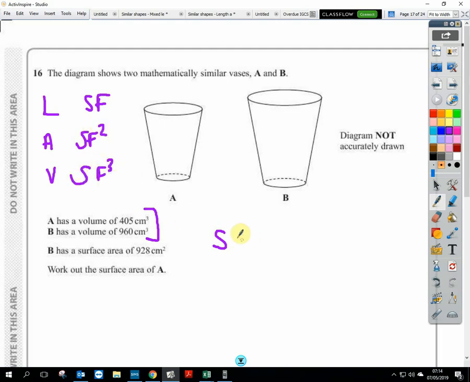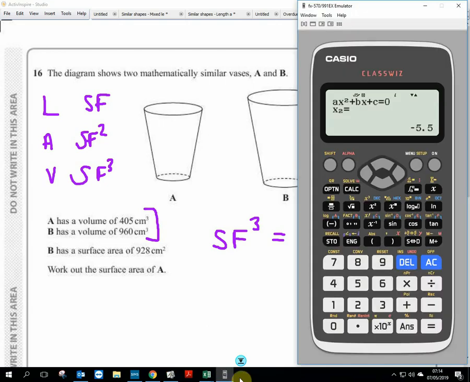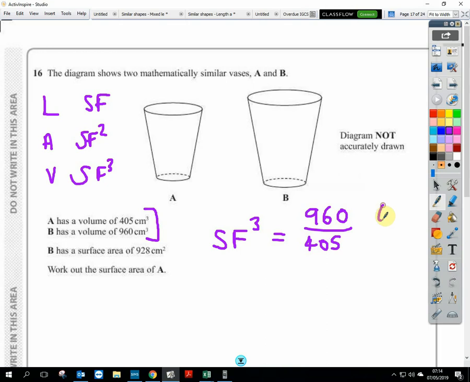So because we have two volumes here, I'm going to write scale factor cubed is equal to, I'm going to divide the bigger one by the smaller one. I always do it this way. So this cancels down hopefully to something nice. Let's have a look. So 960 over 405, that's 64 over 27. Two cube numbers, what a surprise.